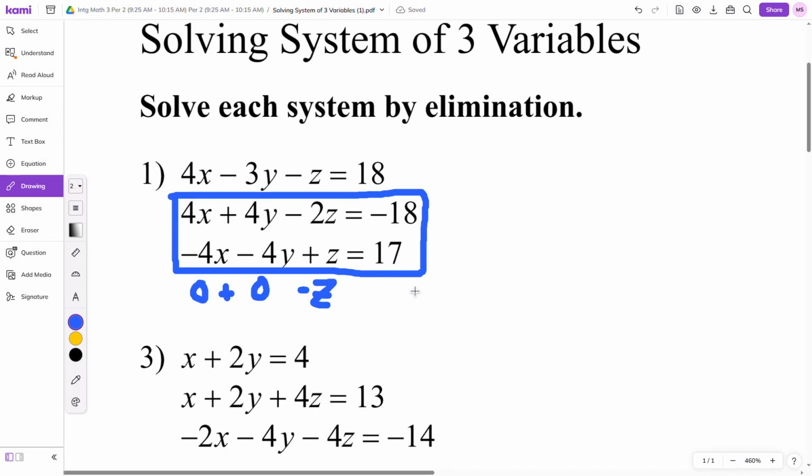Let's make a little line there so people don't think it's a 2. And then negative 18 plus 17 is negative 1. Hey, that means that z equals 1 because negative z equals negative 1, so therefore z equals 1. That is one of the three variables that I've now solved. And I can use that information to make this problem easier. I'm going to replace all of the z's with 1s.